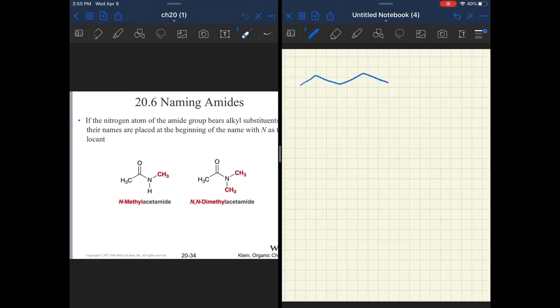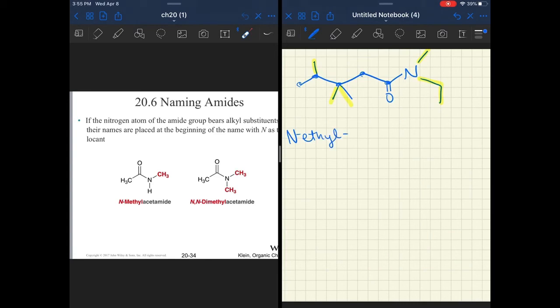Let's do an example. Say we have different R groups, and let's say we have multiple R groups. All right, so my parent in here, the longest continuous chain with that amide functional group is 1, 2, 3, 4, 5. So this is a pentanamide. And there are 4 methyl groups. You have 1, 2, 3, and 4. And then you also have an ethyl group. Well, ethyl comes before methyl in the alphabet, right? E before M. So we have N-ethyl.